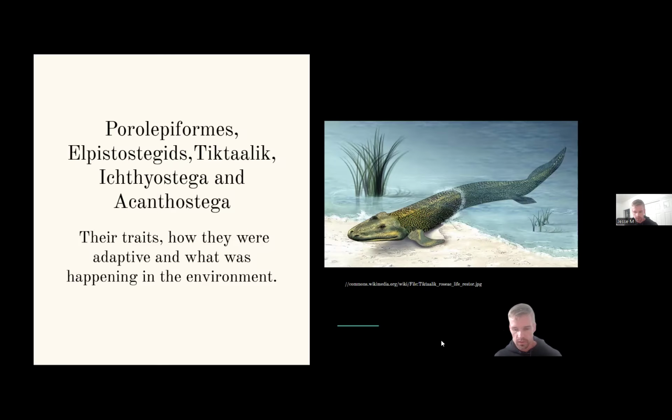All right, so jumping into it, Porolepiformes. These are near shore freshwater. We're looking at the Devonian period, from 416 to 359 million years ago. Again, we're going to get into it more, but just to give you the basics. During this time period, what was going on in the environment? We had shallow water and low oxygen levels. You can think of it as swampy, not a lot of oxygen.